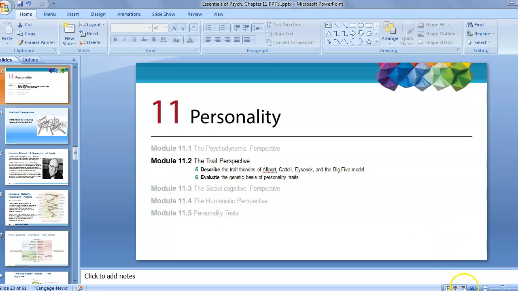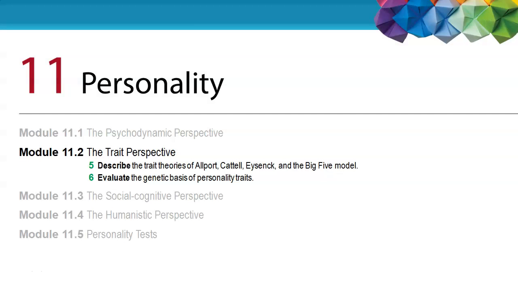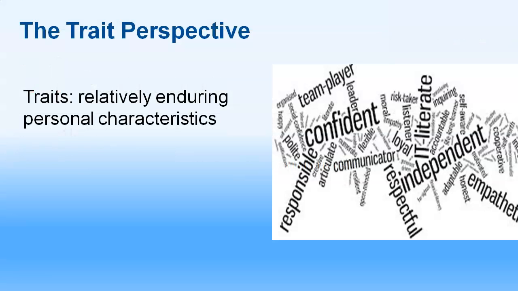So we already talked about the psychodynamic perspective of personality. Now we're looking at the trait perspective, and this whole idea that what makes up our personality is a series of traits. And so what we mean by traits, and this is the first thing that you'll need to know, is that a trait is a relatively enduring personal characteristic. So it's kind of just the individual factors that then make up your overall personality.